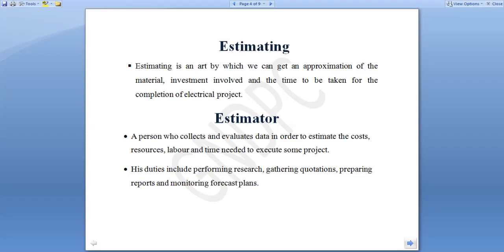The job of an estimator is interconnected with different aspects of estimating in such a manner that it cannot be demarcated separately. Basically, what he does is estimating the quantity of the material and the cost involved, analysis of cost or the selling price, then maintaining proper accounts, then dealing with the provision of selling aids. In short, his duties include performing research, gathering quotations, preparing reports, and monitoring forecast plans.